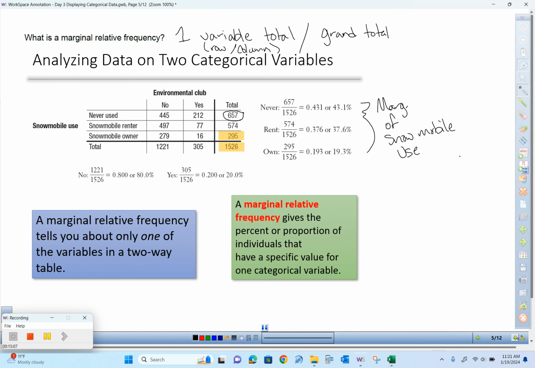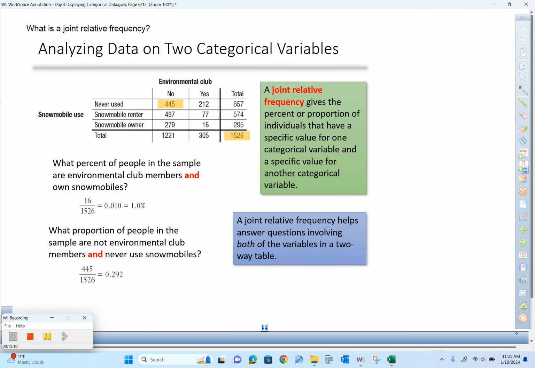Okay. Next thing is joint, which means there are two things that we're going to focus on. I'm going to ask you questions that have two different conditions. So instead of just, are you an environmental club member, I'm going to ask you, are you a member of the environmental club and have never used a snowmobile? So that would be the intersection of here and here, which would be 212 over 1526. So the and is going to be important. Okay, but still we're going to talk about proportions or percents when we're dealing with these frequencies.